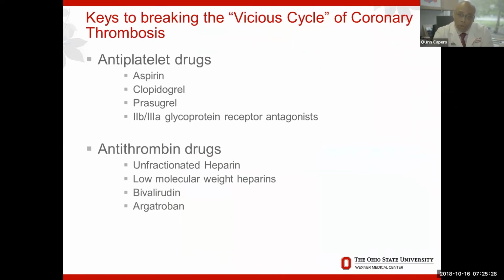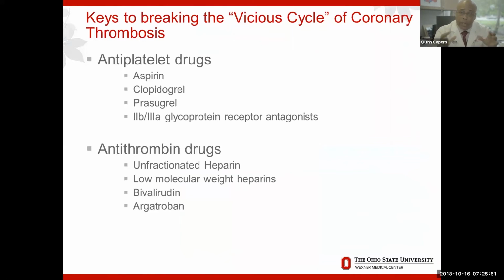So again, we want to break this vicious cycle. We have to inhibit platelets. We have to inhibit thrombin. We have a number of antiplatelet drugs available. Aspirin, of course, being the universal platelet inhibitor. But we also have P2Y12 inhibitors that inhibit the ADP-induced platelet activation, clopidogrel, prasugrel. There are even others, ticagrelor, cangrelor.